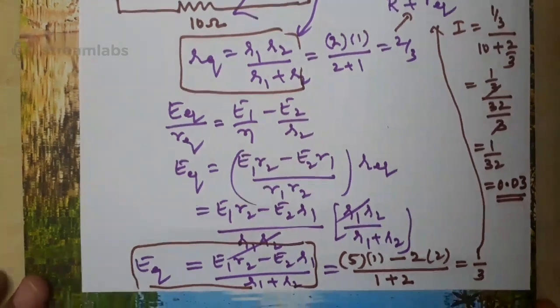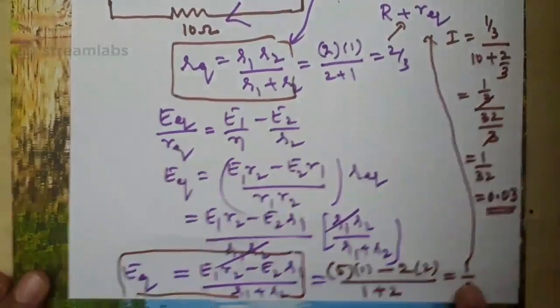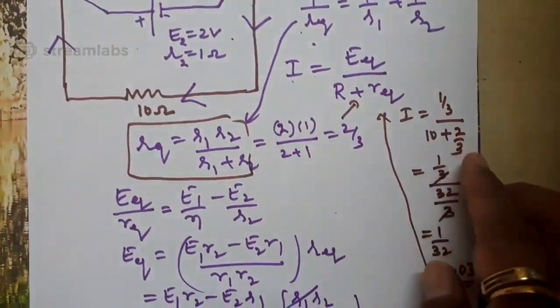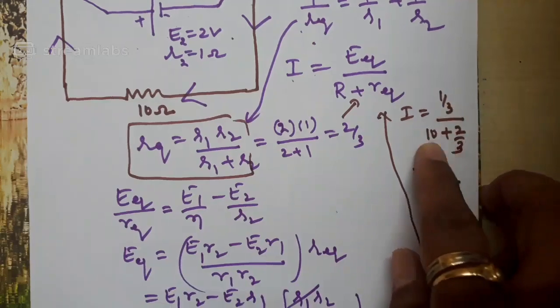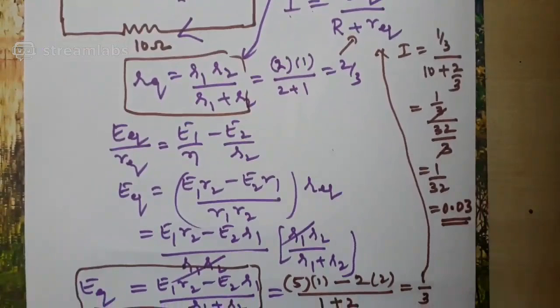So R equivalent is 2 by 3, E equivalent is 1 by 3. Then I substitute in the formula I is equal to E by R plus small r: equivalent 1 by 3 by capital R is 10 plus 2 by 3. Simplified, I got the answer as 1 by 32. That is 0.031 something you'll get. Not 1 exactly, 32 3s are 96, so for 31 you get 0.031.